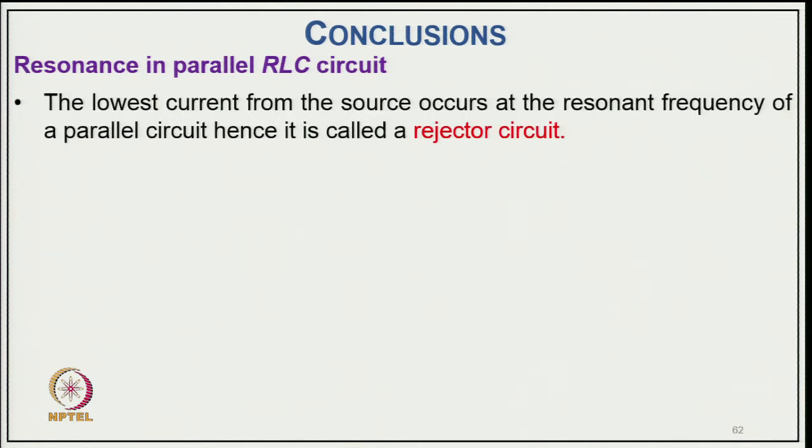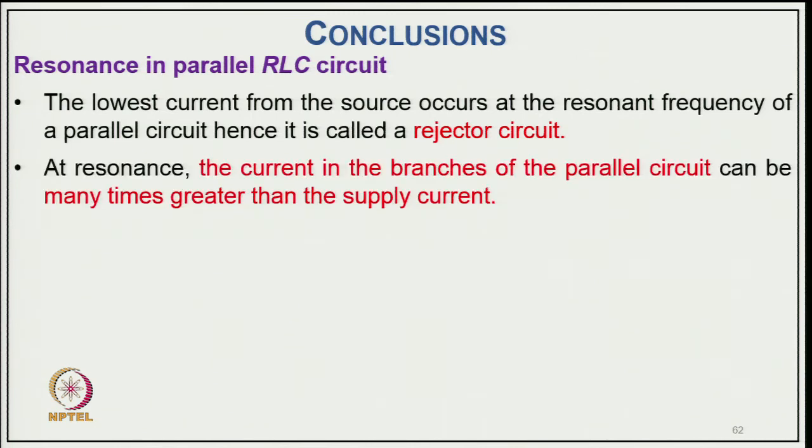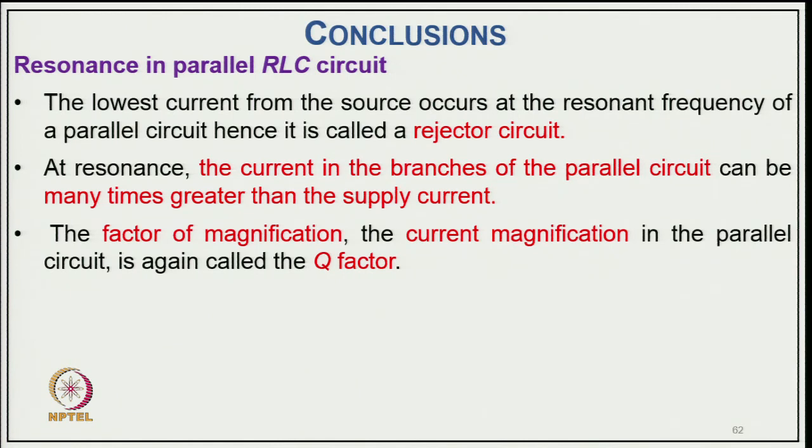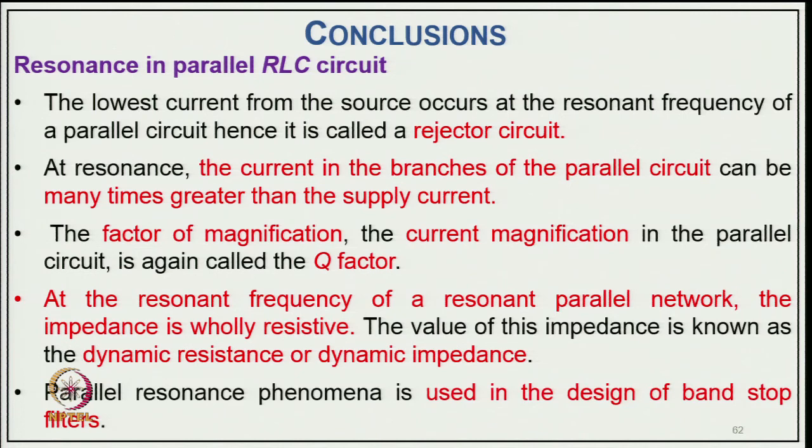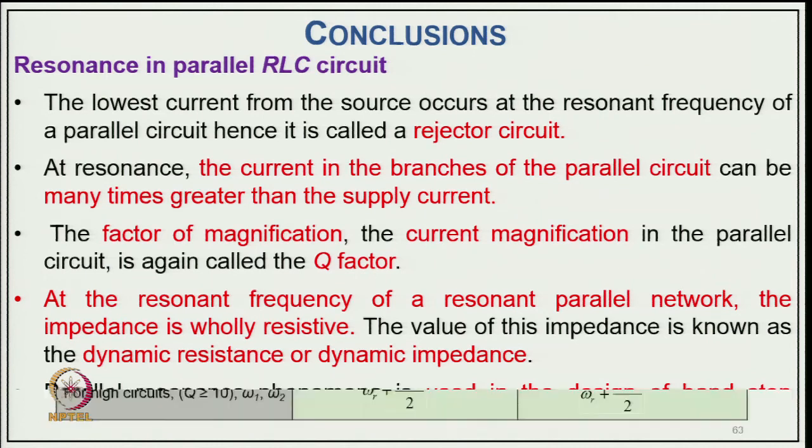Coming to resonance in the parallel RLC circuit, the conclusion is that the lowest current from the source occurs at the resonant frequency of the parallel circuit, hence it is called a rejector circuit. At resonance, the current in the branches of the parallel circuit can be many times greater than the supply current, and the factor of current magnification in the parallel circuit is again called the quality Q factor. At the resonance frequency of the resonant parallel circuit, the impedance is wholly resistive. The value of this impedance is known as the dynamic resistance or dynamic impedance, and the parallel resonance phenomenon is used in the design of band stop filters.